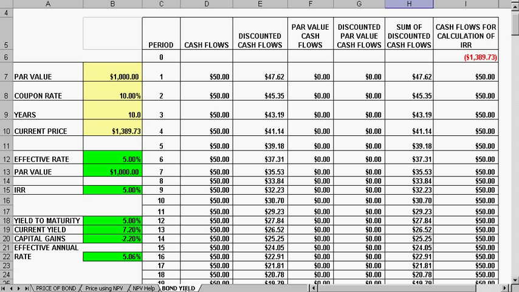This spreadsheet's a little bit different. It kind of works in reverse, where we're trying to find out what is the effective rate. We have a par value, we have a coupon rate, we know how long it's going to mature, and we have a current price. We want to know what its yield to maturity is. We're going to prove that the yield to maturity here is 5%. We just plugged in all those other figures: 1,000, 10%, 10 years, and it's selling currently for $1389.73, and we come here to yield to maturity.